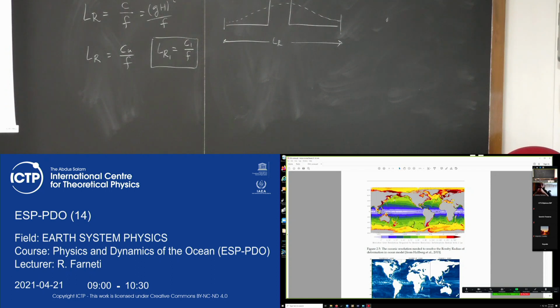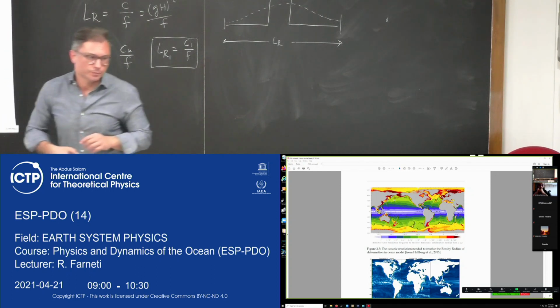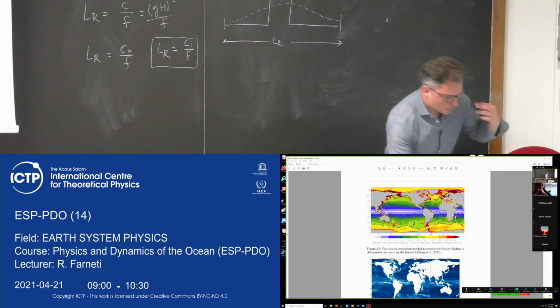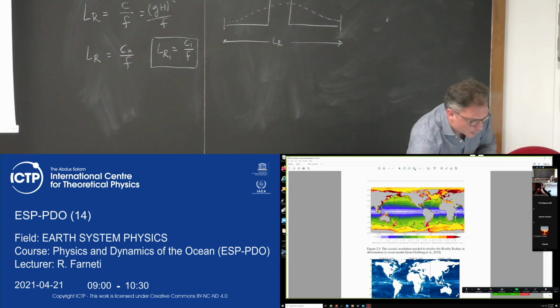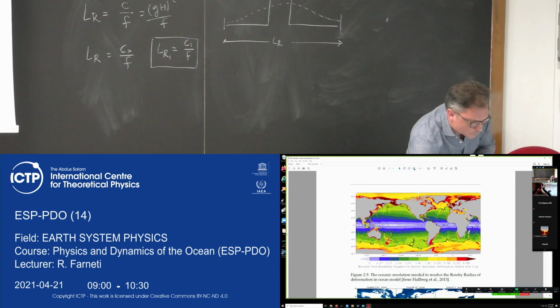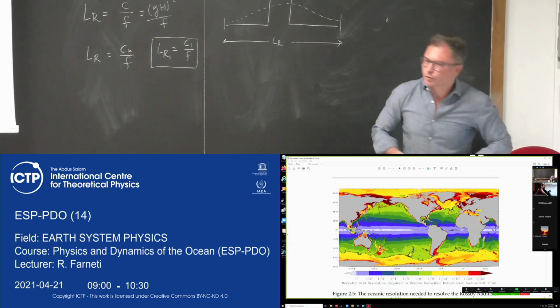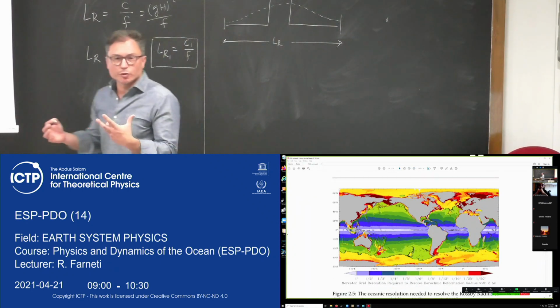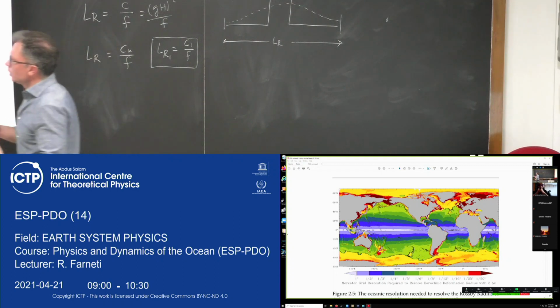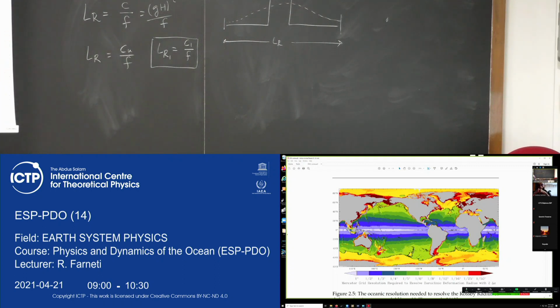And this is a very nice map that shows you what oceanic resolution is needed in an ocean model to resolve the Rossby radius of deformation. Remember that the Rossby radius is highly dependent on latitude because of f. So how much resolution do I need to resolve the Rossby radius in the equatorial regions? It's about 100 kilometers. So I just need a 1 degree ocean model.